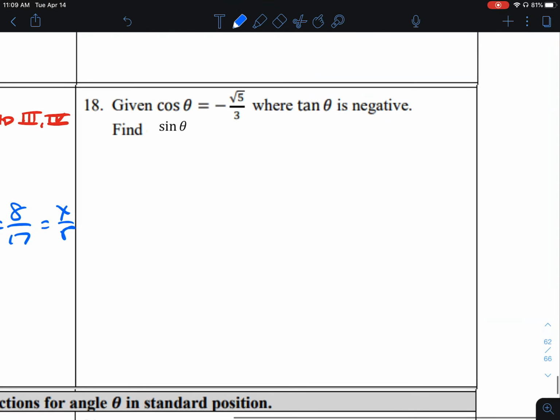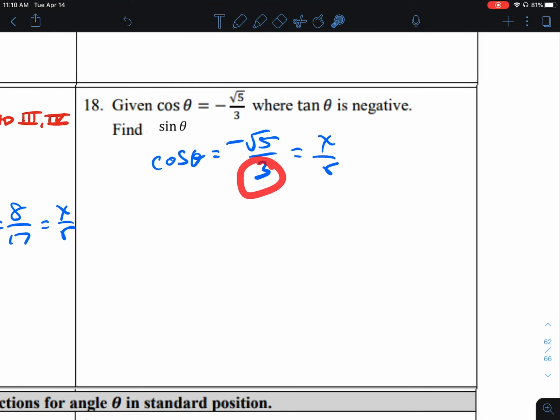18. Cosine of theta is negative square root of 5 over 3. Well, let's examine that first. Cosine of theta. Where does the negative go? Does it go on top or does it go on bottom? Well, it has to go on top because cosine is x over r. R is always positive, so that has to be negative.